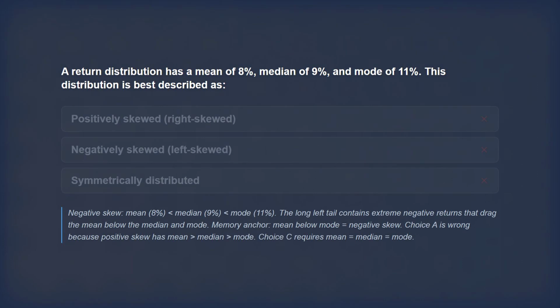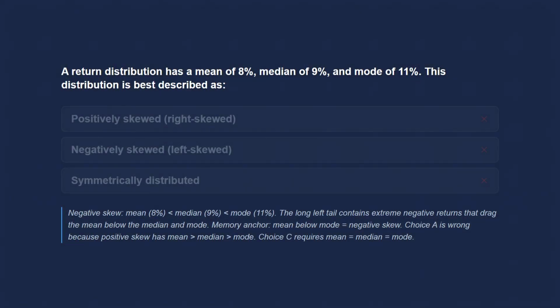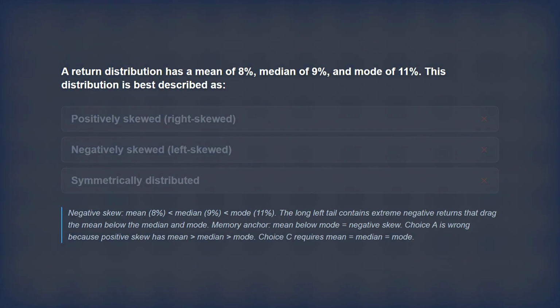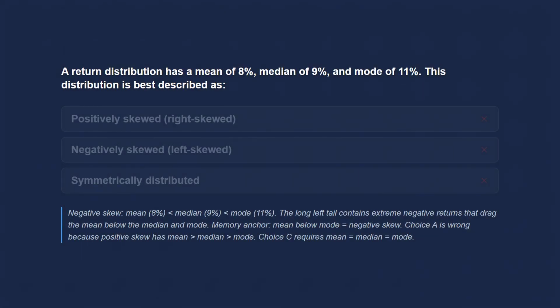The trap, many candidates think positive values mean positive skew. Wrong. Skewness is about the direction of the tail and where it pulls the mean. Mean below mode equals negative skew. Mean above mode equals positive skew. Use those two anchors.